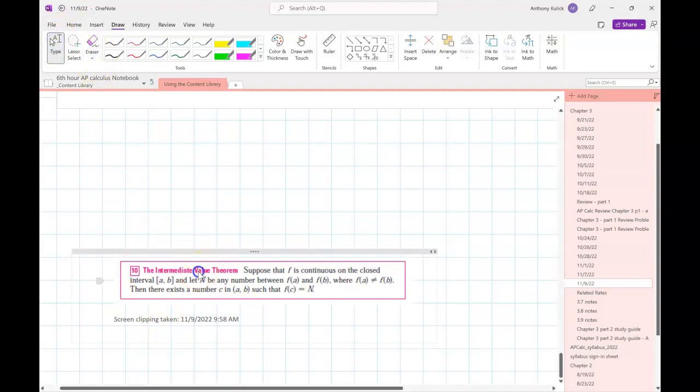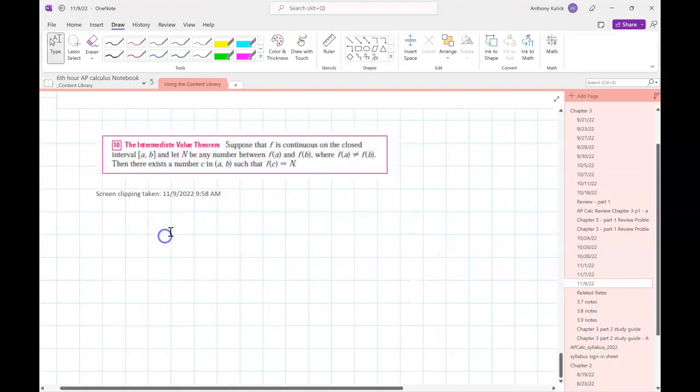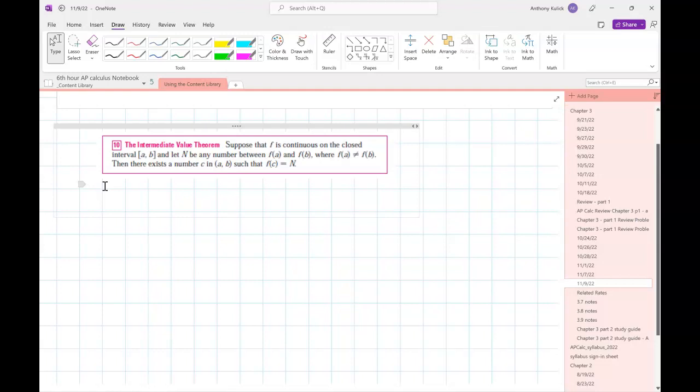All right, what do we got here? It says that suppose that f is continuous on the closed interval a, b, I had that part, and n is some number between f of a and f of b, where f of a and f of b are not the same. Then there exists a c in the open interval a, b such that f of c is equal to n.